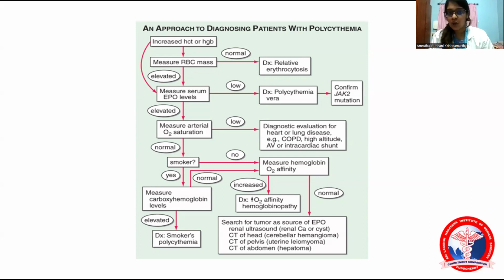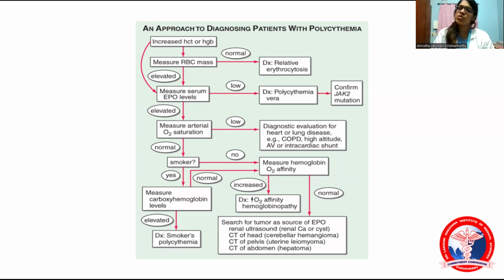If that is not there, if the arterial saturation is normal, then we have to ask if the patient is a smoker. If the patient is a smoker, smoker's polycythemia can happen, which is normally confirmed by measuring carboxyhemoglobin levels. You do a usual ABG, and some of the ABG machines can also measure the carboxyhemoglobin levels.